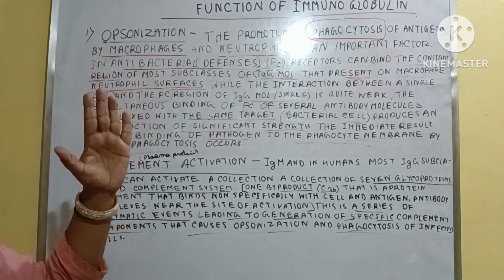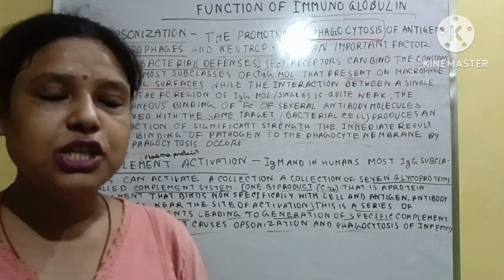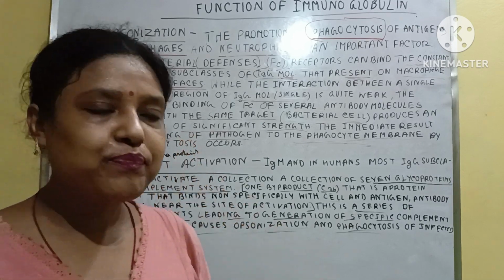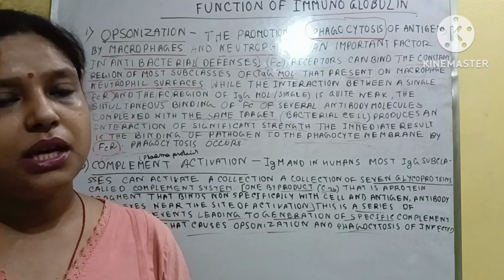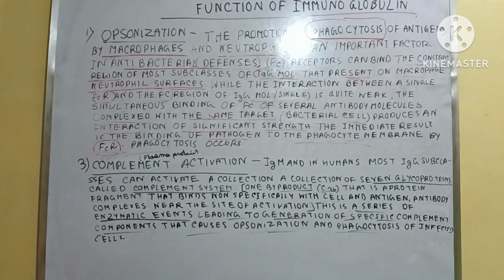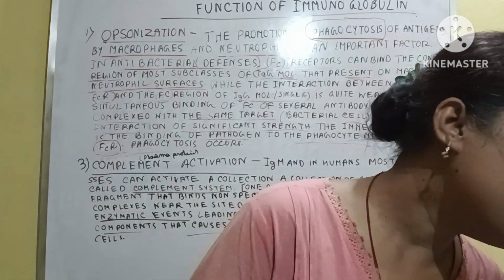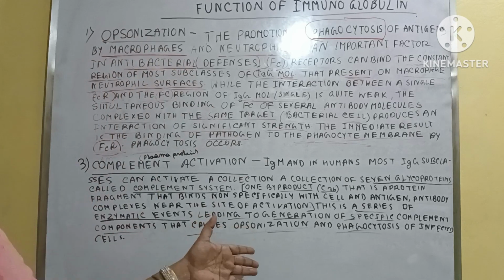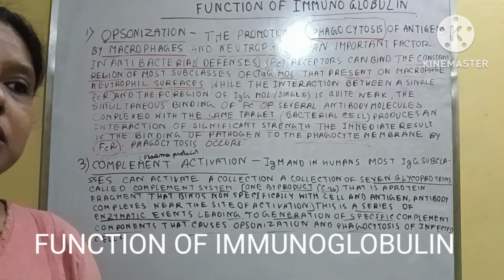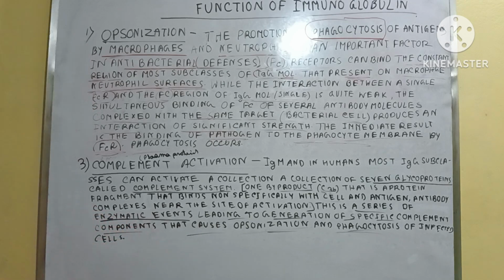The function of immunoglobulin, or how the immunoglobulin acts to destroy the foreign particles or maintain the defense system in immunity. So it's done. This explanation is done here. So after watching this explanation, you can consult any immunology book, and then you can easily understand. Okay, so thank you.